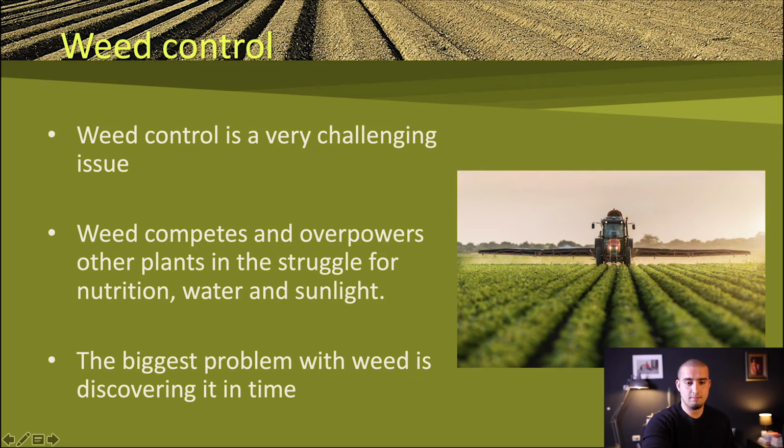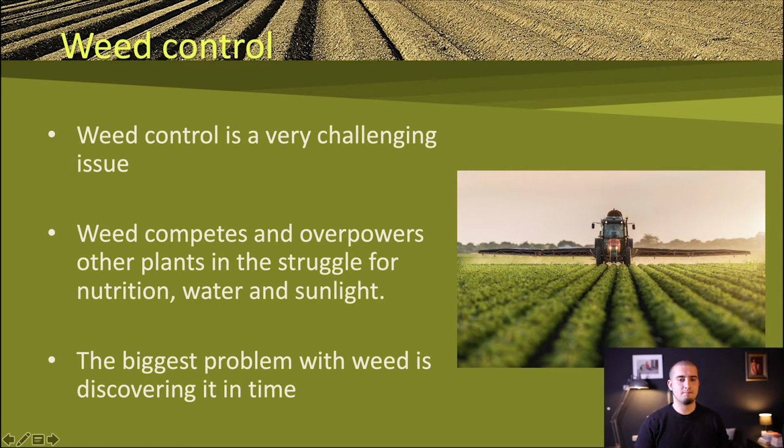Weed control. As we did our research of areas that require digitalization, we found that weed control is one of the most challenging issues when dealing with any type of farming. As some of you may know, weed is somewhat of a pest that competes with and overpowers other plants in the struggle for nutrition, water, and sunlight. Over the years, many tactics have been developed in this everlasting battle against weed.